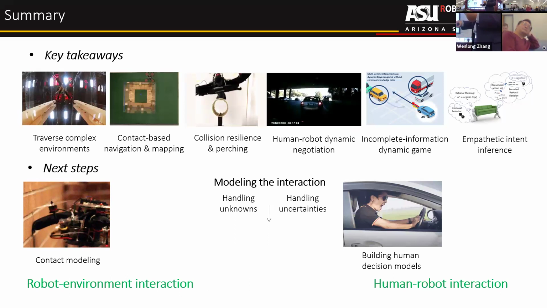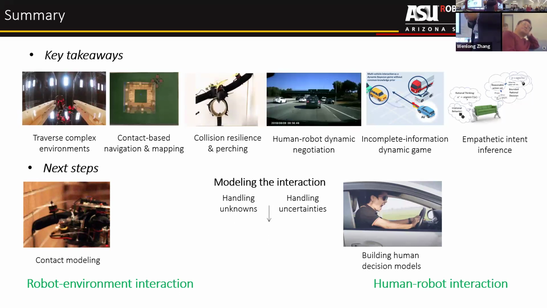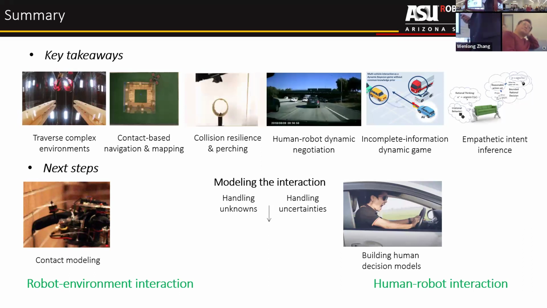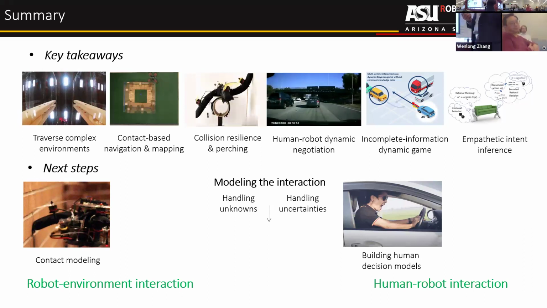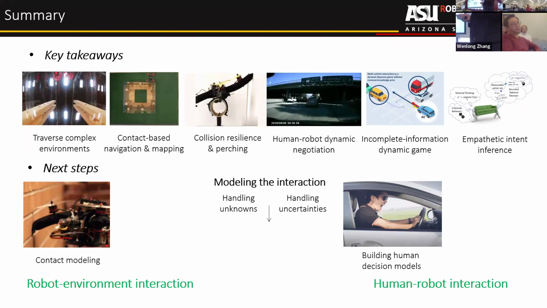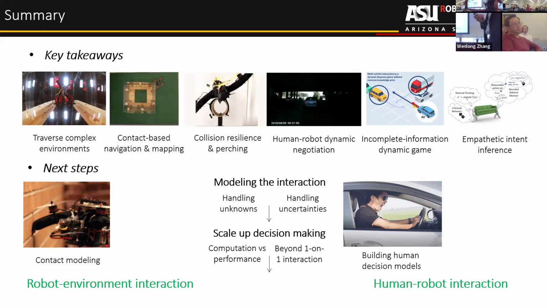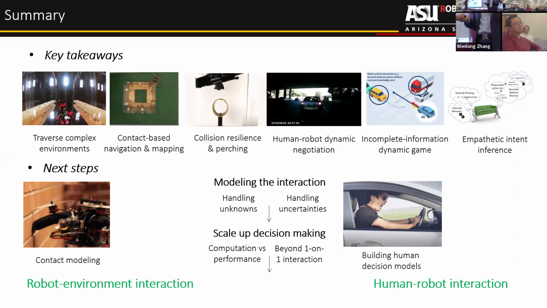So on the robot environment interaction, we recently spent a lot of work looking into contact models and hybrid system modeling to model the state jump, right? And then the next thing, once we have a better model of the interaction, is, I think, a very important question for interactive robotics: scaling up decision making.